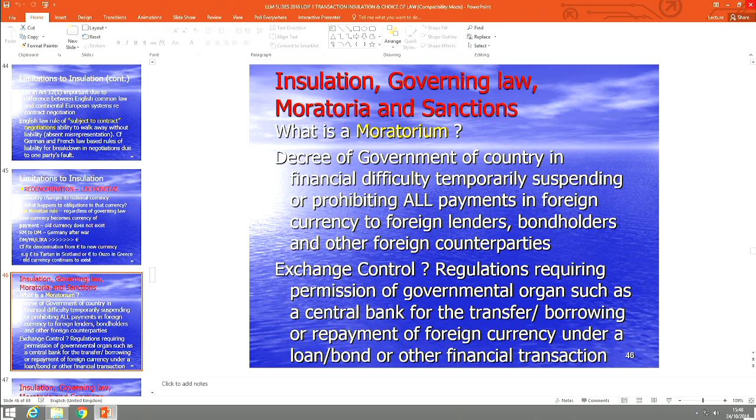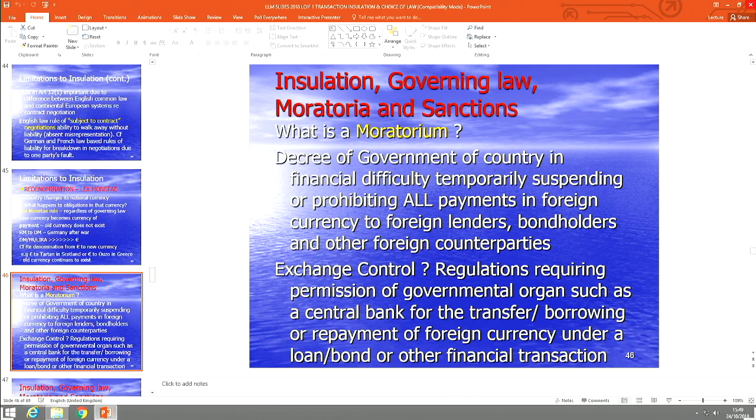What's a moratorium? Well, a moratorium is a legislation or regulation or a decree of a government, usually a government in financial difficulty, by decree suspending temporarily, could be 7 years, temporarily suspending all payments denominated in a foreign currency owed to banks, bondholders, investors, hedge funds, and all foreign counterparties, which is what, as you will know, Argentina did.